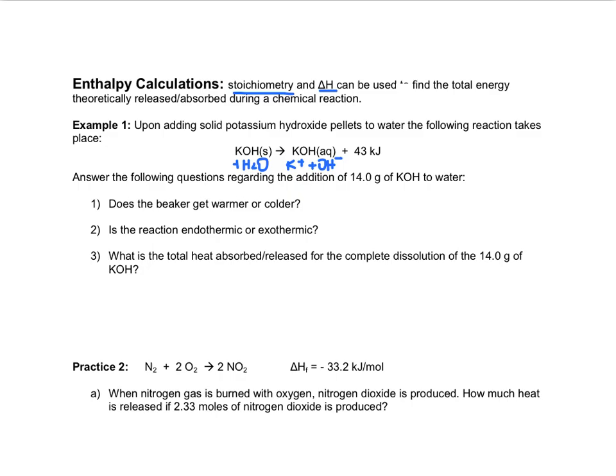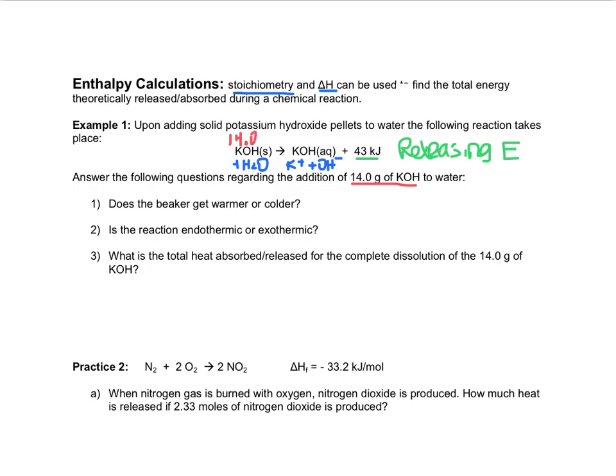In this scenario, I see that the energy is plus 43 on the product side. What does that tell me? It tells me this is releasing that much energy. When I look at the questions, it says, answer the following questions regarding the addition of 14 grams of KOH into the water. So that's my known. That's what it's giving me.